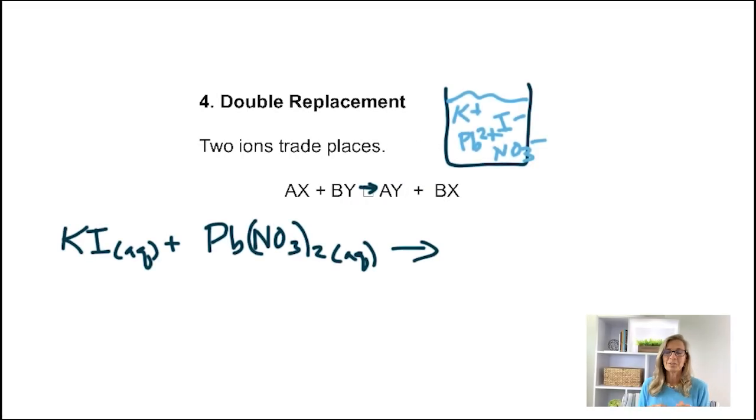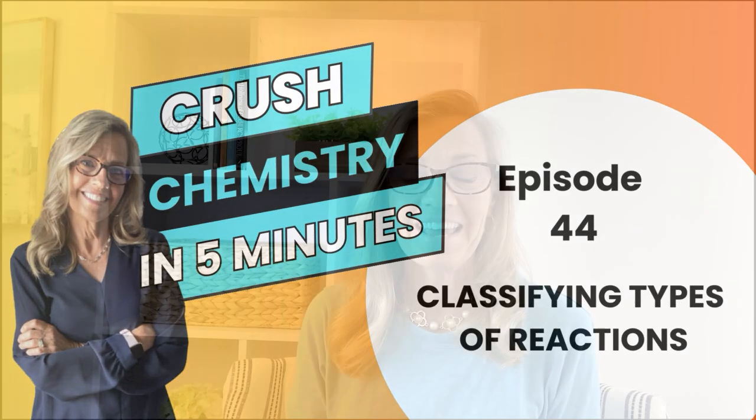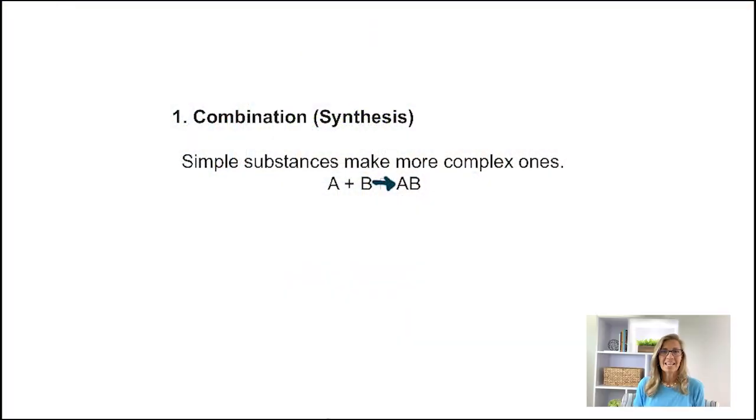Ions floating around. And so these ions are going to be bumping into each other. And guess what happens? This is actually kind of easy. I'm going to show you 5 types of reactions, and then you'll be able to classify ones that you see.